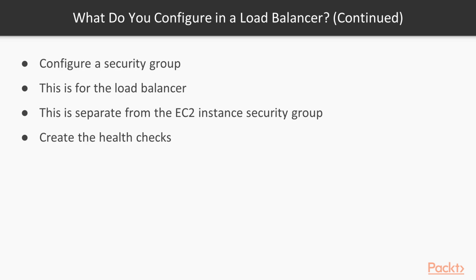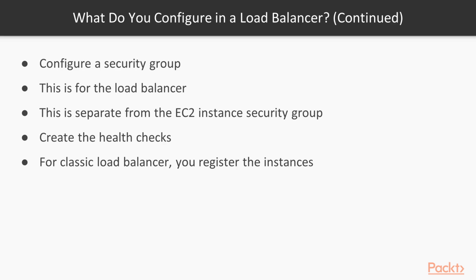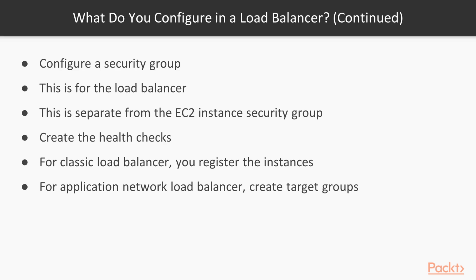You also have to create health checks. So the health check is a way for your elastic load balancer to understand whether the backend servers are healthy or not. If one of the servers is not healthy, then the load balancer will stop directing the traffic onto that instance. For a classic load balancer, you have to go ahead and register the instances, whereas for the application and the network load balancer, you create something known as target groups. And then once all of this in place, you can go ahead and create and test the load balancer.